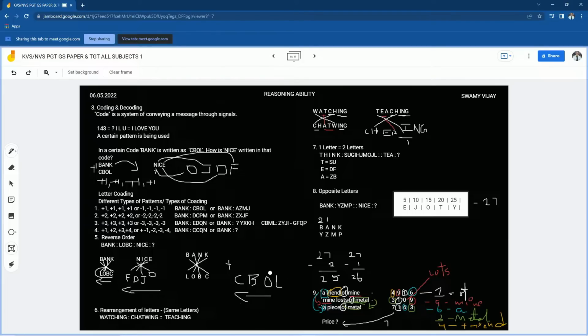Now when CBOL is being written for BANK, what is the next word we have to see? NIC, correct? Right, sir. बताइए आप. Now what is plus 1 of N? O. What is plus 1 of I? J. Then for C, D. Then for E, F. Now reverse it. F, D, J, O. This is the answer.